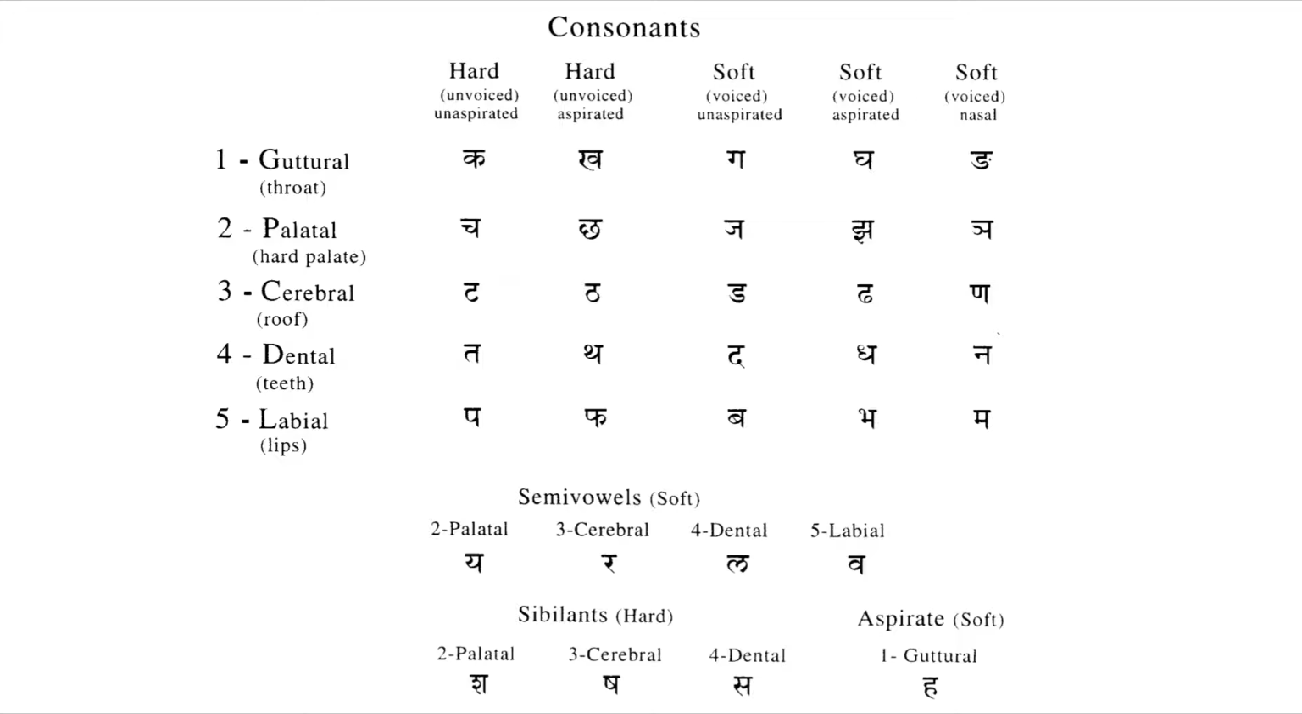Sibilants. Hard sounds at position 2, sha. Position 3, sha. And position 4, sa. And the final letter, an aspirate, soft, guttural, ha. Sha, sha, sa, ha.